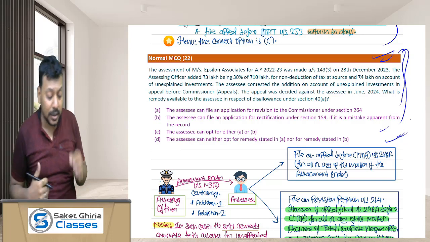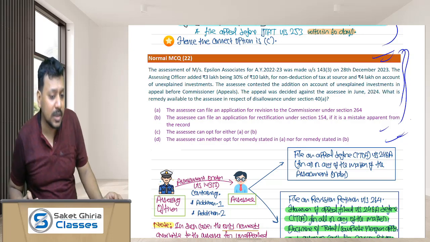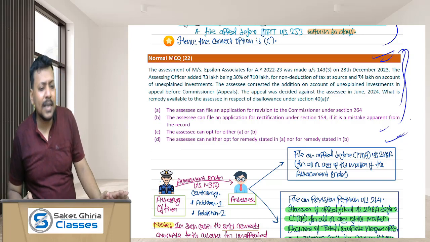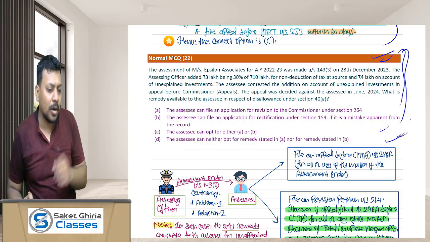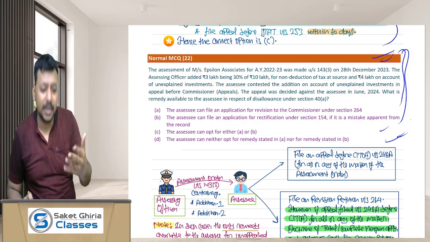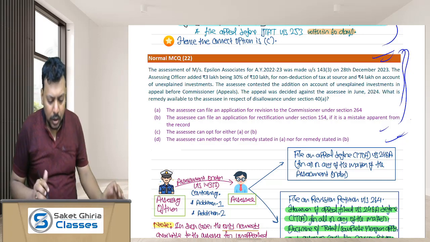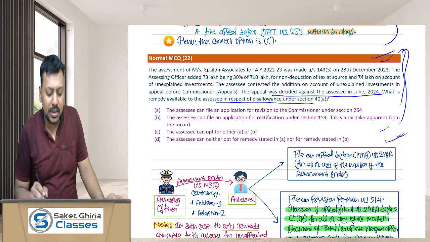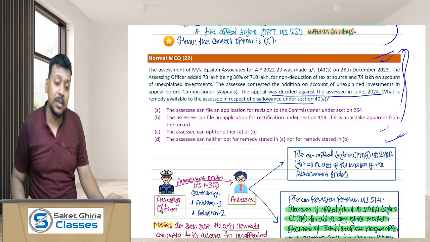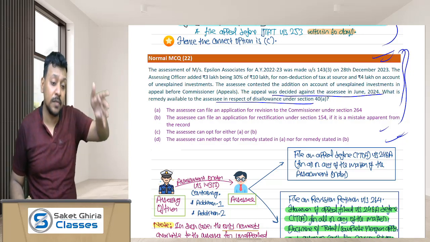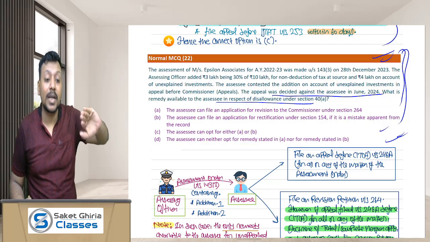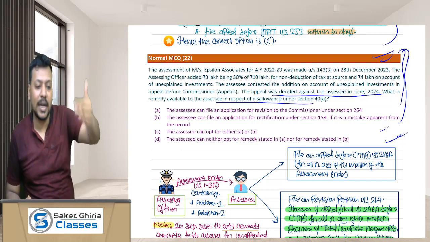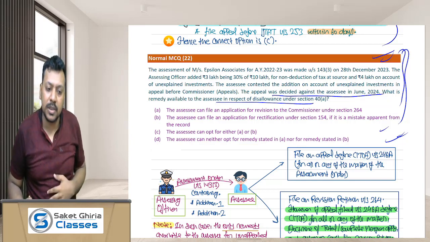Okay. Then sir, what is the option left for the assessee? The assessee cannot go for revision. Yes, if there is a mistake apparent from record, then the assessee can go for a rectification application under section 154. Okay. So what is the remedy available to the assessee in respect of disallowance under section 40? That part of the order of the assessing officer which the assessee has not initially appealed before the CIT appeals. Can the assessee go for revision under section 264?